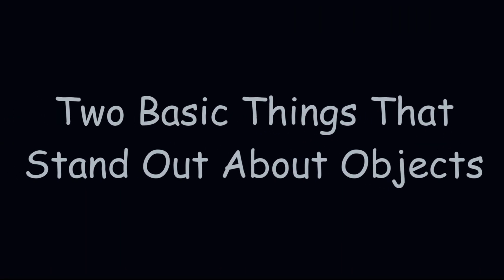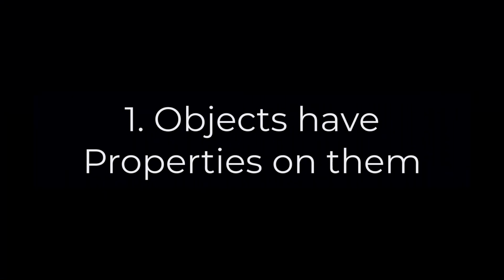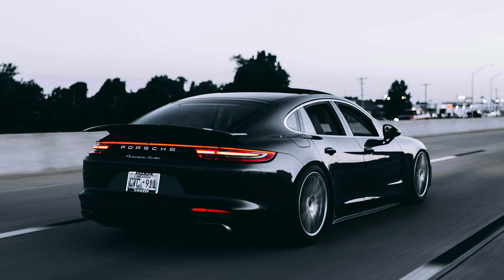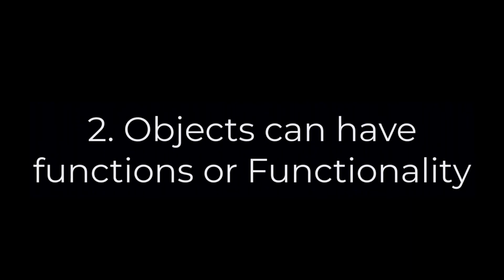There are two basic things that stand out when you talk of an object. The first thing is that an object can have a property on them. So looking at car as an object, a car can have the color property, a car can have the price property, that is the price of the car. A car can have the make property or brand property. So talking about whether the car is a Lamborghini or a Bugatti or a Benz and so on and so forth.